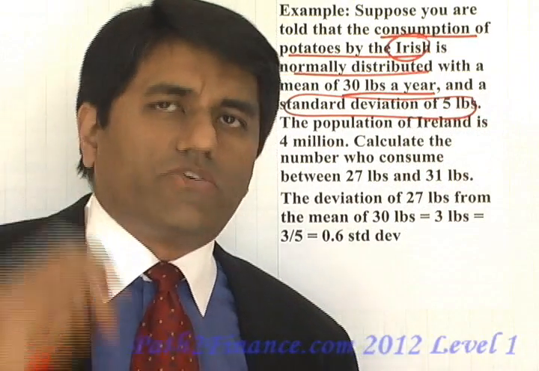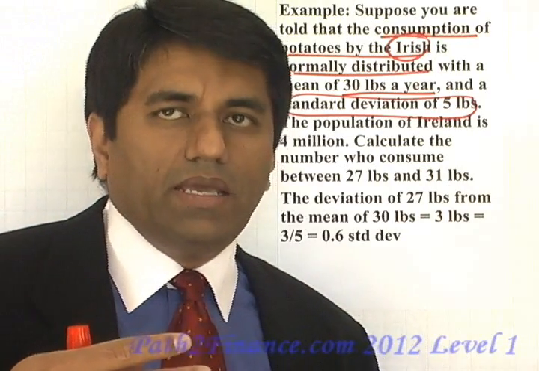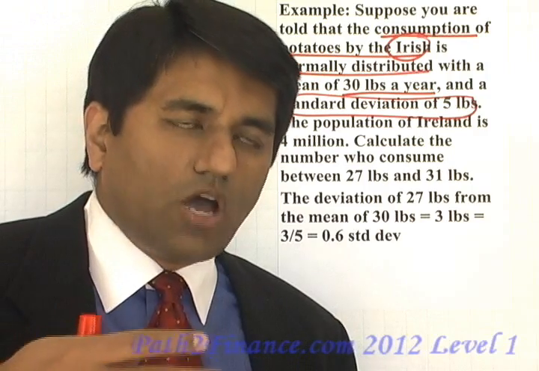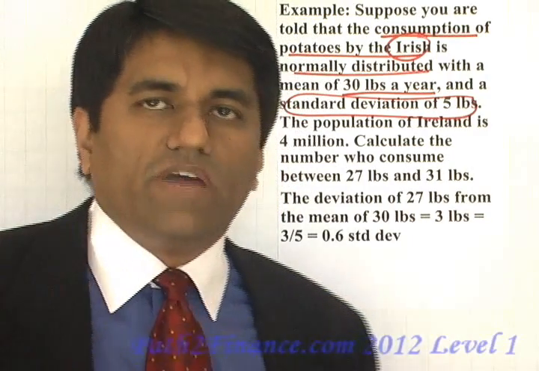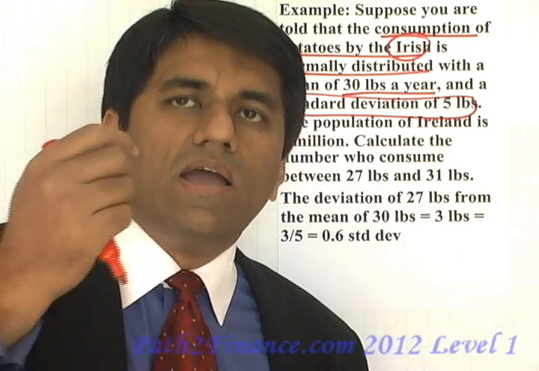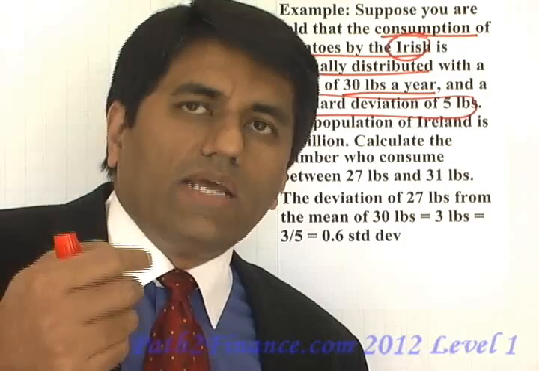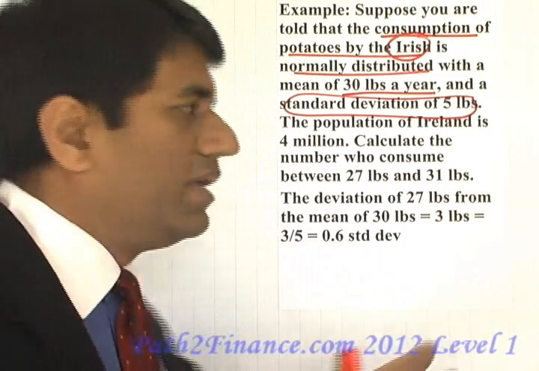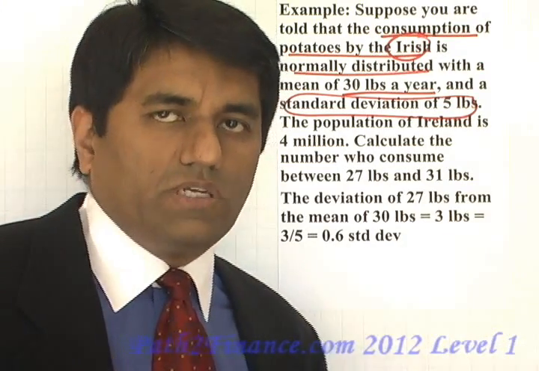Now, strictly speaking, the consumption of any good cannot be exactly normally distributed because the normal distribution allows for very high values or very low values at a very small probability. So ignoring those very small probabilities, we can say that approximately the consumption of a good can be normally distributed.